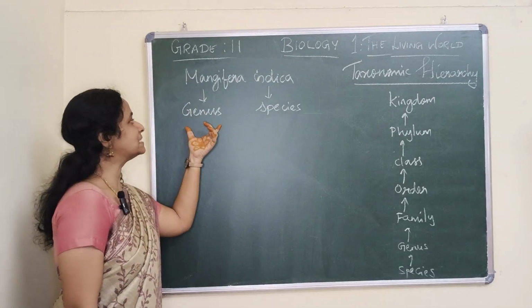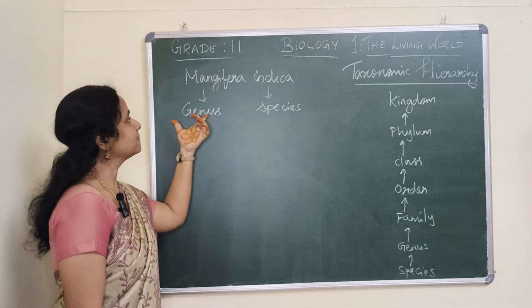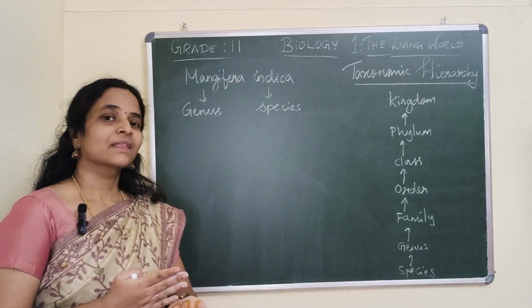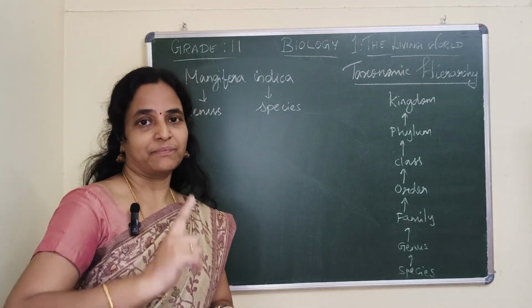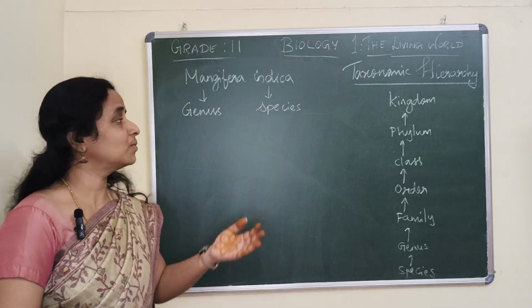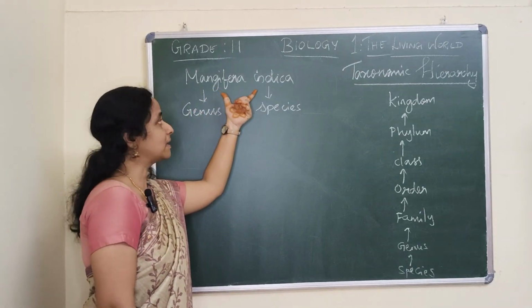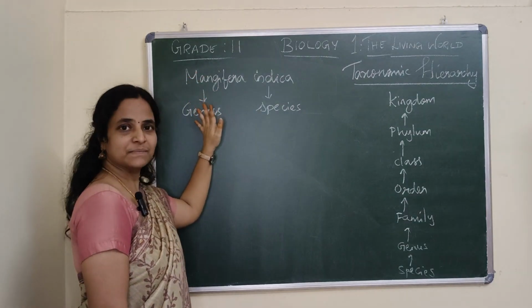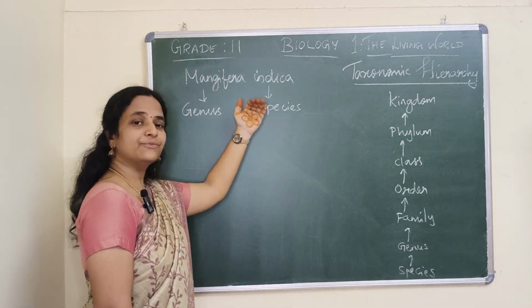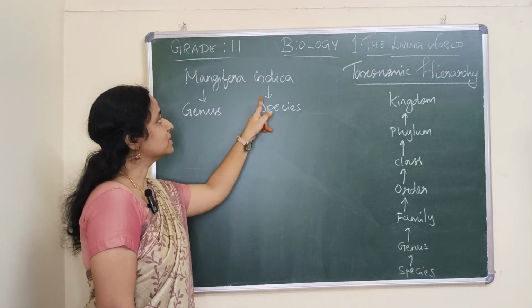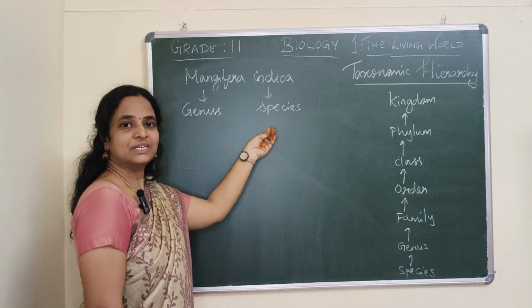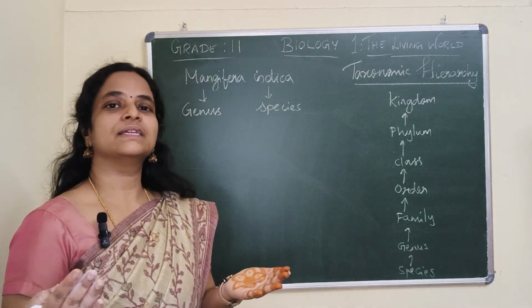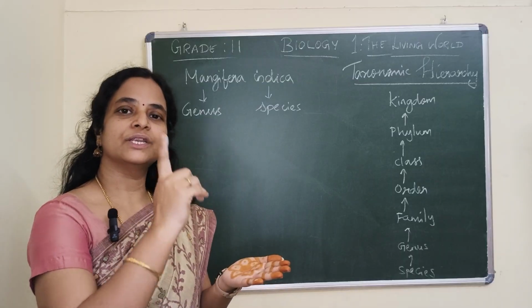When you take the genus, you need to understand Mangifera indica is a name given to one variety of mango, not all the varieties. So when you take mango as an example, this Mangifera will remain the same. The genus will always remain the same, but we have different varieties of mangoes. So the second name, the species, will change. Can you understand? Say for example, we have different varieties.